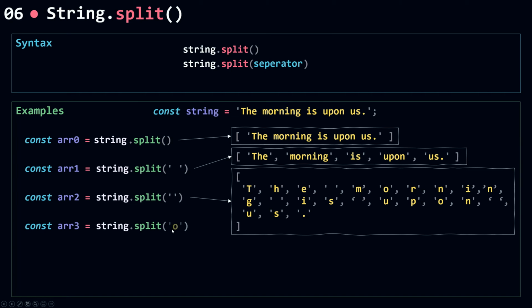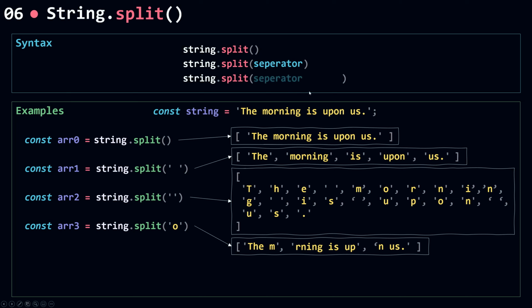Now, if I call split with an uppercase O as the separator, I'm going to split my string here on the O's. So the first substring will be this section here, the M, and then the second one will be this one, "in is up". And then the last one is going to be "N as". Now you can see again that the O is not included in the substrings because the separator is not included.